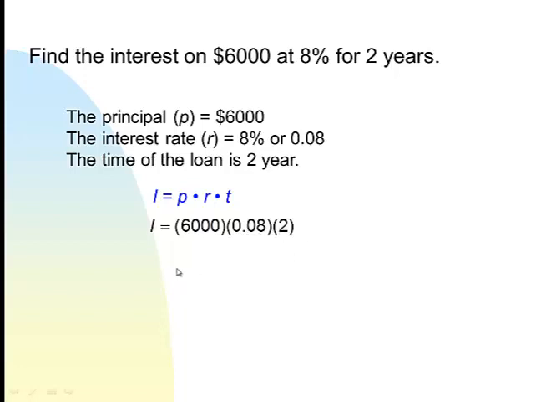Go ahead and work that out. So my interest is $960. Don't forget your dollar sign. And that's all there is to it. So let's try another one.